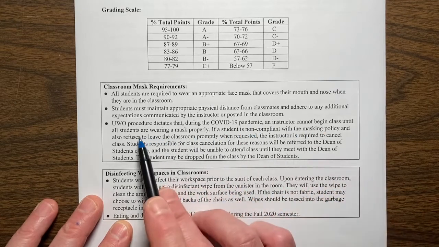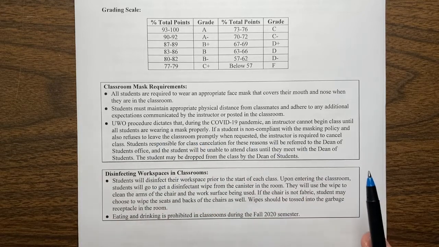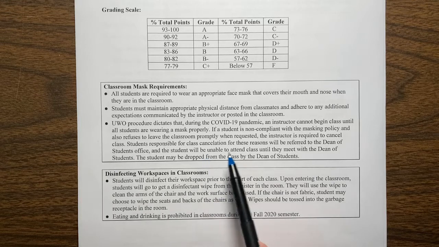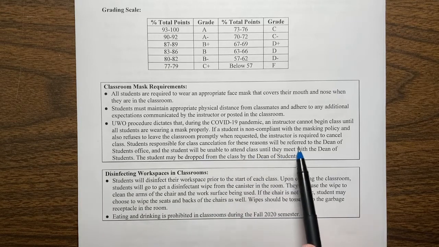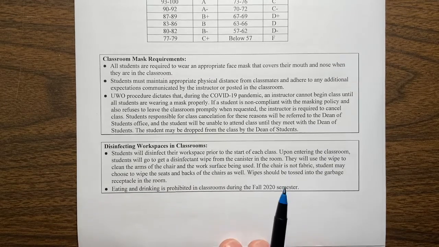An instructor cannot begin class until all students are wearing a mask. If a student is non-compliant with the policy and refuses to leave the classroom when requested, I have to cancel class. So you'll be referred to the Dean of Students if you're uncooperative with the mask policy, and that will cause issues for everybody. But I'm sure we'll be fine.